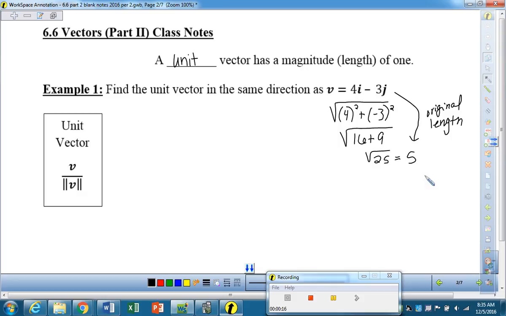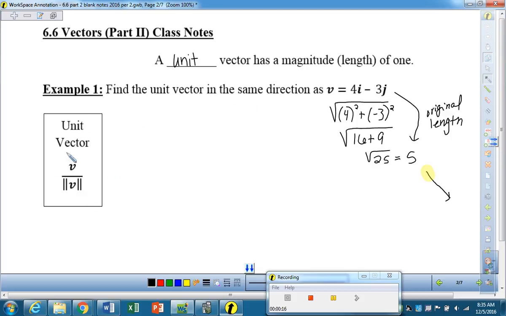And if we were to graph this vector on our axes, it would look something like this. It's got a positive i component, a negative j component. So imagine that this original length here is 5. We're going to cut this down. We're going to break it into a smaller piece. So we're only looking at 1/5 of that length so that it now has a length of 1. But we still want it to go in the same direction.